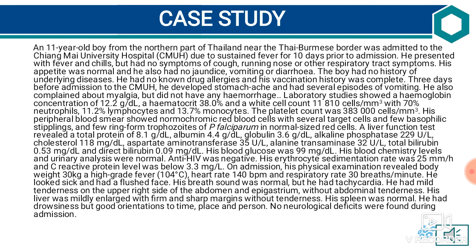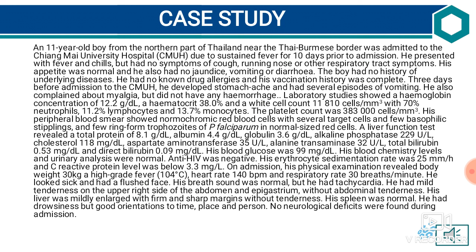His blood glucose was 99 milligrams per deciliter. His blood chemistry levels and urine analysis were normal. Anti-HIV was negative. His erythrocyte sedimentation rate was 22 mm per hour and C-reactive protein level was below 3.3. On admission, his physical examination revealed a body weight of 30 kg, high grade fever of 104 degrees Celsius, heart rate 140 and respiratory rate 30 breaths per minute.